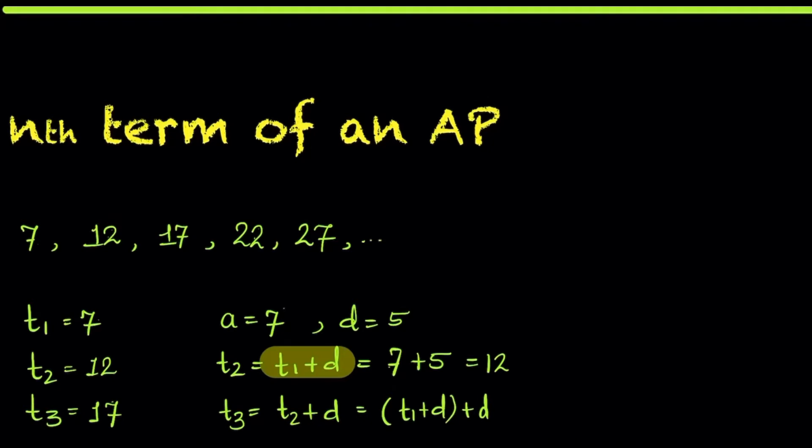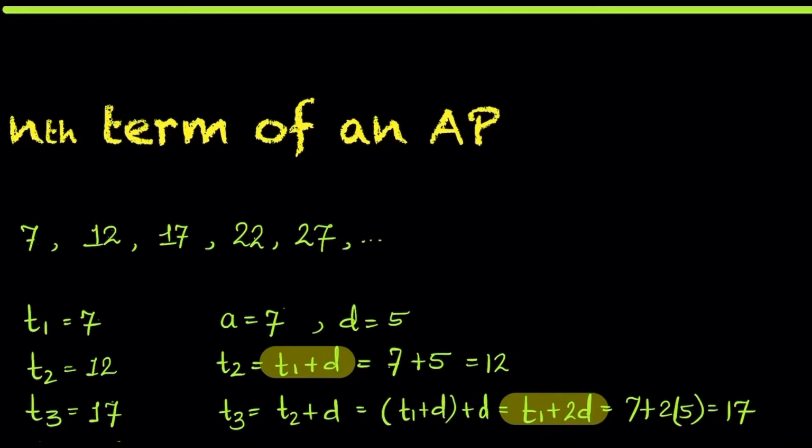So here 17 is obtained by adding 5 to 12, and 12 is obtained by adding 5 to the first term. So 17 is obtained by adding 5 two times to the first term, right? So T1 plus 2 times the difference is 17. So 7 plus 2 times 5 is 17. So here is how T3 is found.